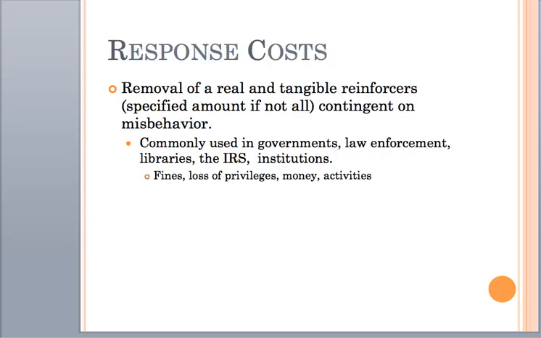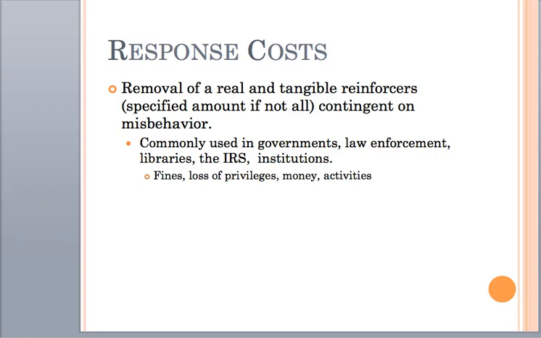So let's talk about response costs. With timeout, you are removing the individual from the opportunity to earn reinforcers. With response costs, you are removing the actual tangible reinforcer from the individual. So you don't move the individual at all. You simply take the reinforcer away from them, contingent on misbehavior. So there has to be that contingency. So they misbehave and they lose something.